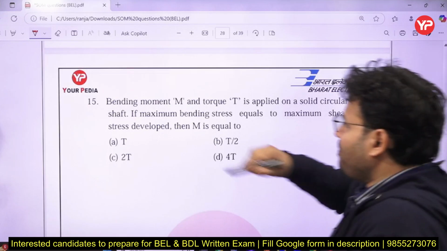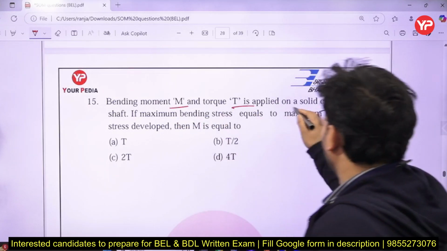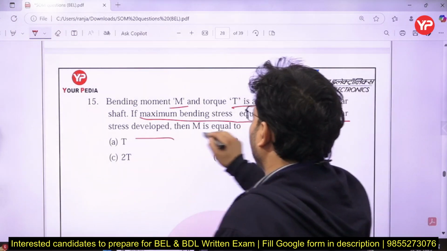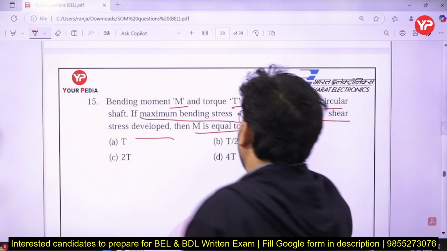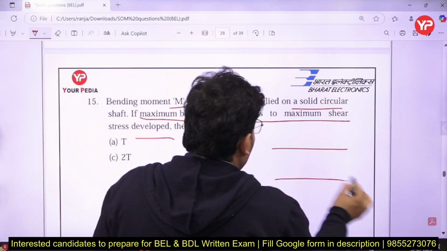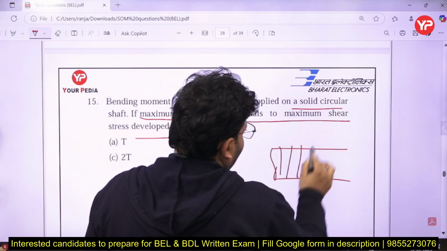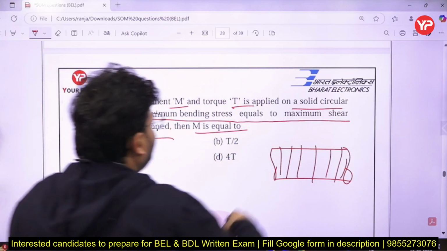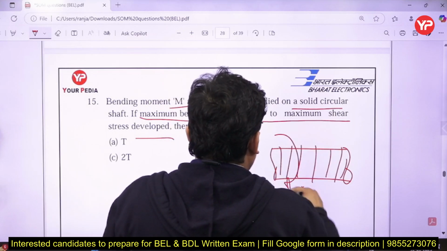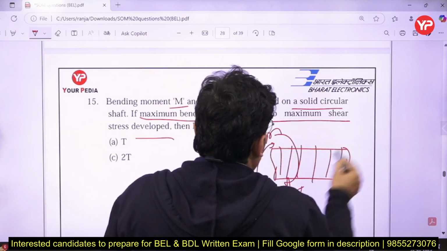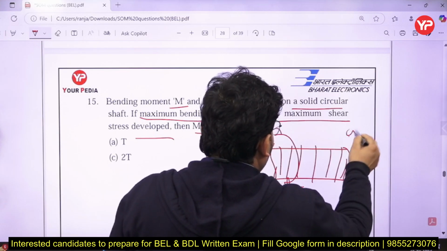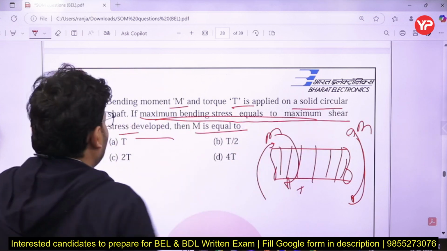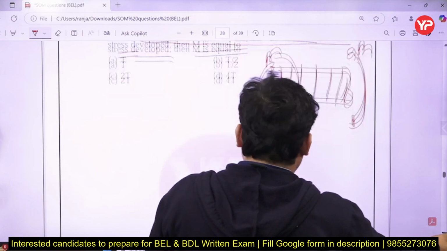Next question. Bending moment M and torque T is applied on a solid circular shaft. If the maximum bending stress is equal to the maximum shear stress developed, then M is equal to what? Suppose this is your solid circular shaft. So bending moment, let's assume M, and torque T, both are going to be applied. If the maximum bending stress is equal to the maximum shear stress, what is the formula of maximum bending stress, my dear friends?